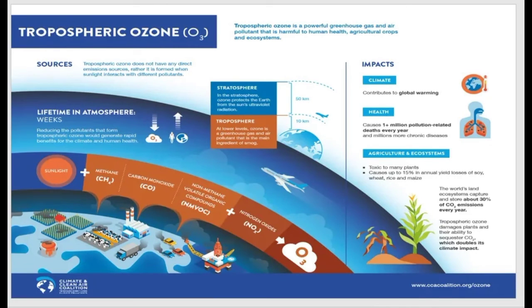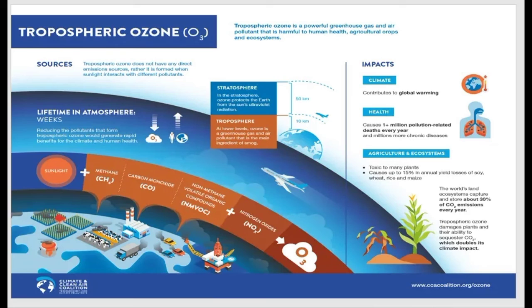Tropospheric ozone. At the lowest level of the atmosphere, ozone is a greenhouse gas and air pollutant that is the main ingredient of smog. Tropospheric ozone is a powerful greenhouse gas and air pollutant that is harmful to human health, agricultural crops, and ecosystems. It does not have any direct emission sources. Rather, it is formed when sunlight interacts with different pollutants.